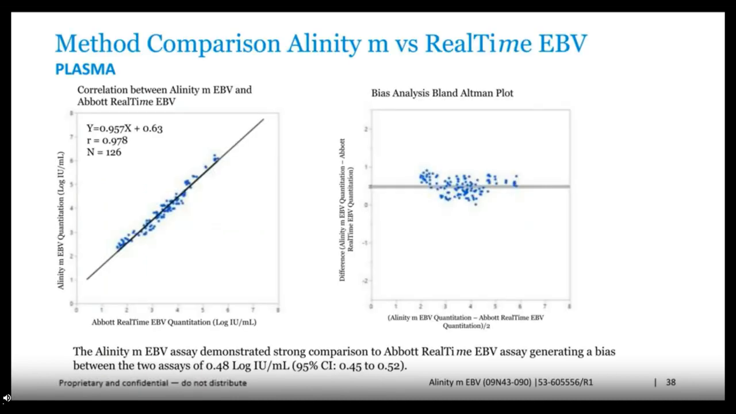So again, the cross comparison between the two Abbott platforms, the Alinity M and the M2000 platforms, for measurement of EBV viral load. Again, you see an excellent correlation between the results and quite a nice agreement. The bias here was a little higher than it was with the CMV assay, 0.48 log international units per milliliter, but still within acceptable range.